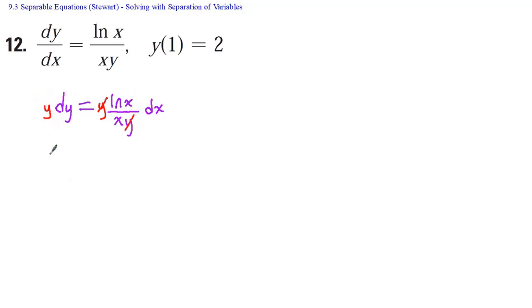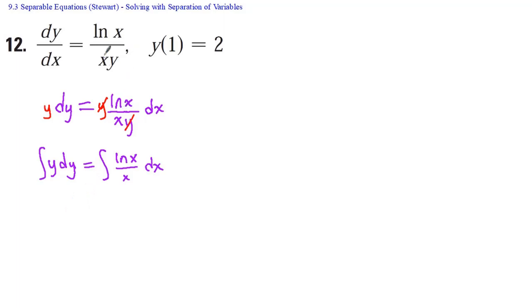And the next step at this point is just to integrate both sides. So we have the integral of y dy equals the integral of natural log of x over x dx. And what we want to do now is solve this equation by first integrating. And ultimately, we're trying to solve for y. Just keep that in mind.